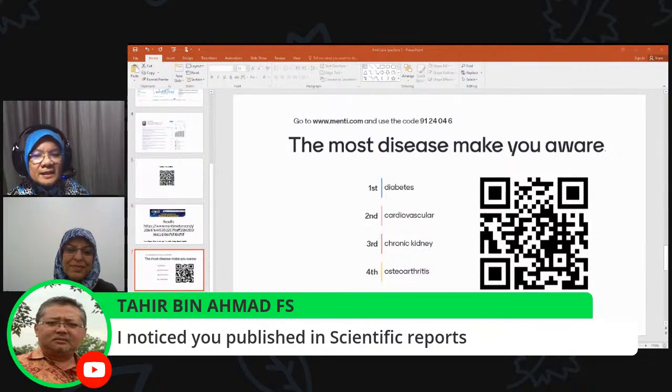Just scan the QR code, and you can notice that we are now diagnosing some diseases which are dangerous to our body, especially the internal organs.